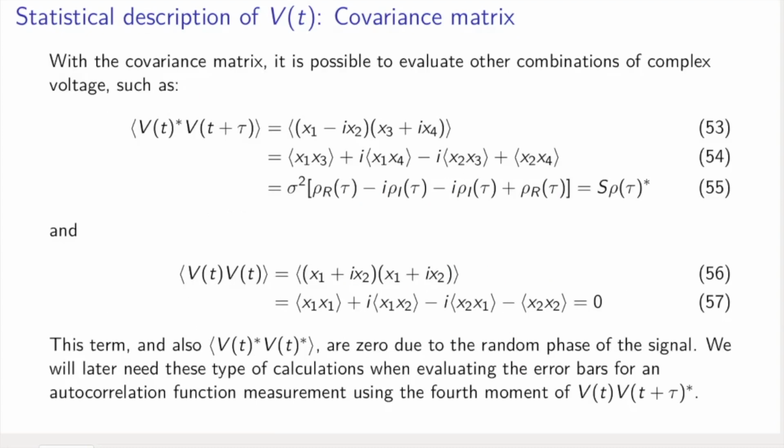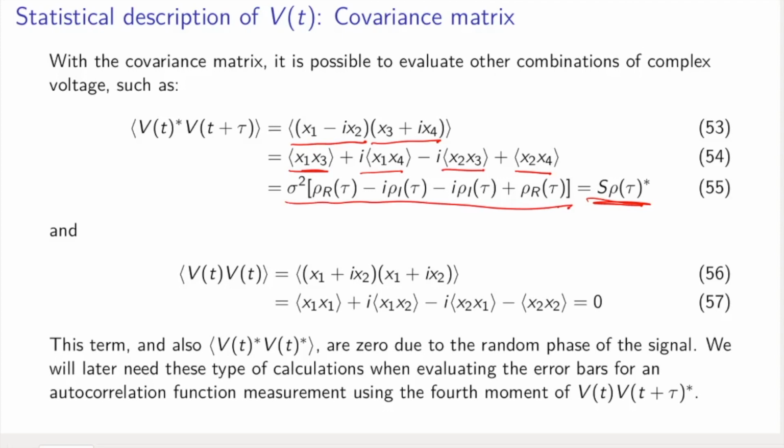Using the joint distribution sigma, we can now evaluate the expected value of many different combinations of complex voltage. For example, V of t conjugated times V of t plus tau, which evaluates to a conjugate of the autocorrelation function. And all we need to do to arrive at this result is to express the complex voltage using random variables between x1 and x4, divide them up into two combinations, and then read off these values from the covariance matrix.